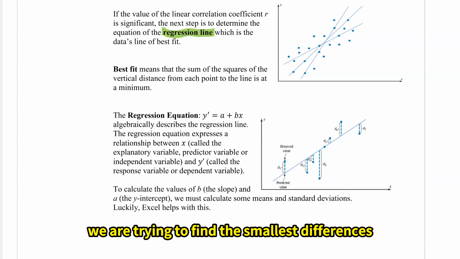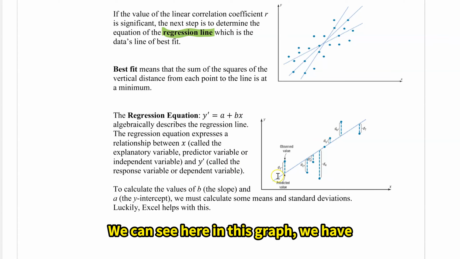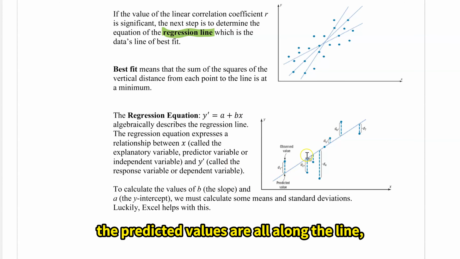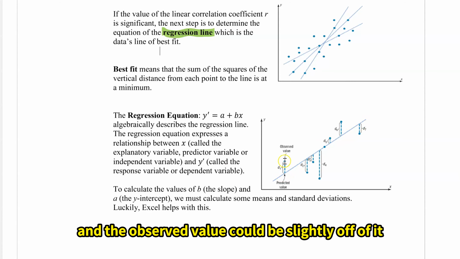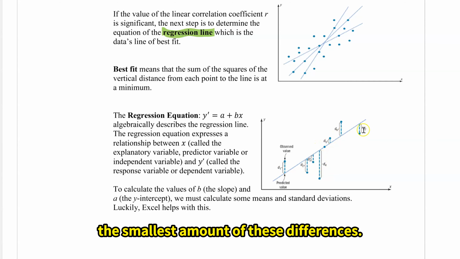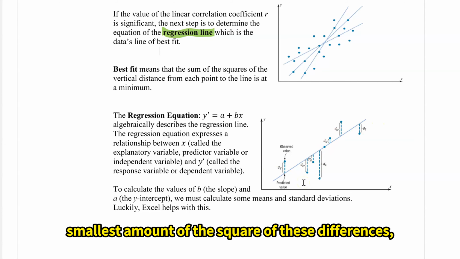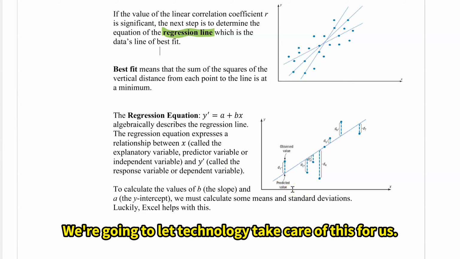We are trying to find the smallest differences between the observed value and the predicted value. So we can see here in this graph, the predicted values are all along the line, the actual regression line, and the observed value could be slightly off of it or it could be on it. The idea is we want the smallest amount of these differences. We're actually looking at the smallest amount of the square of these differences, but we're not going to be calculating this. We're going to let technology take care of this for us.